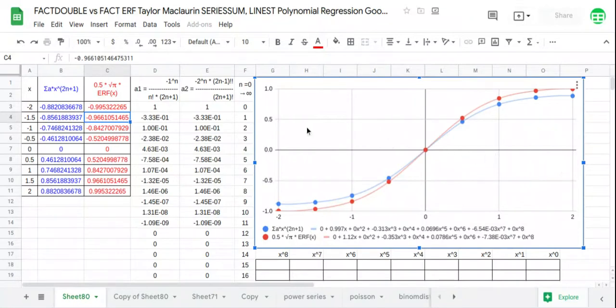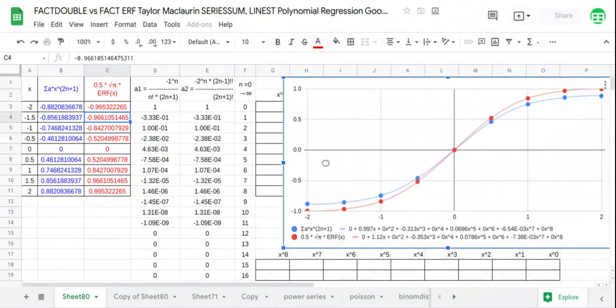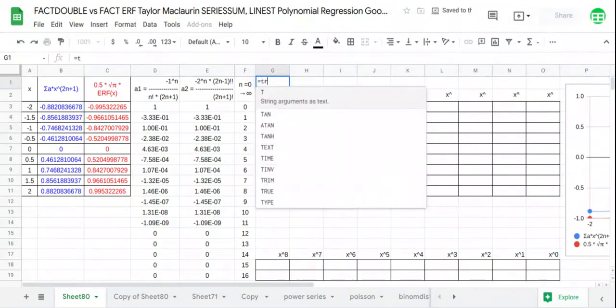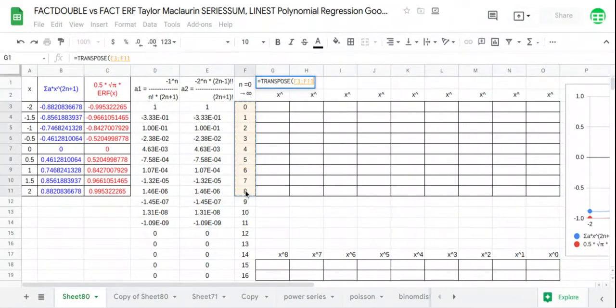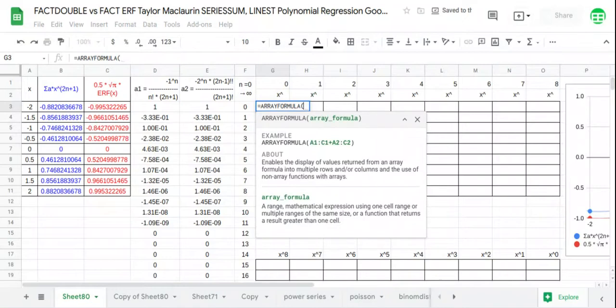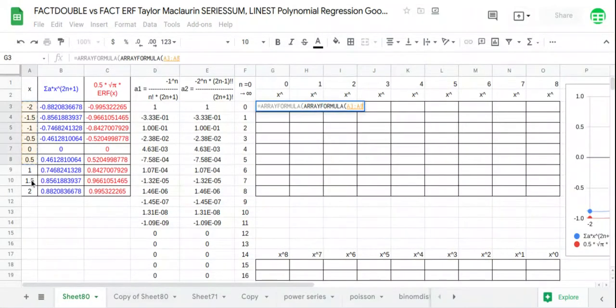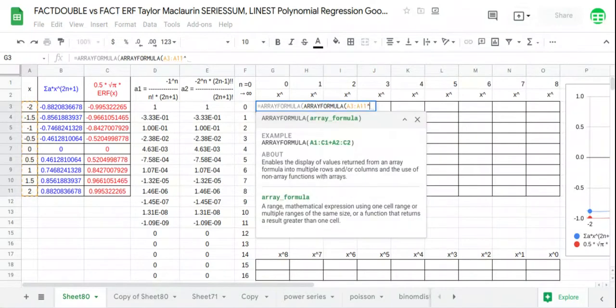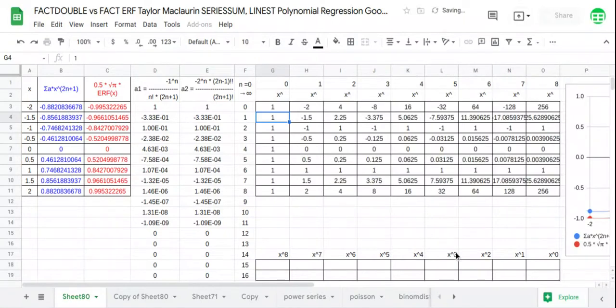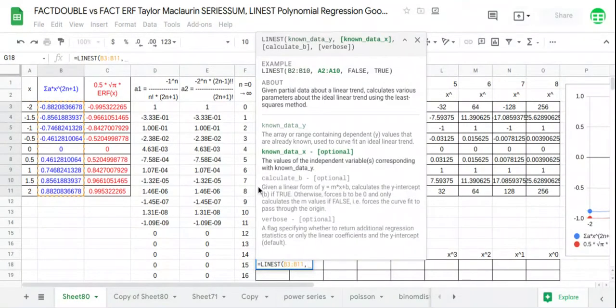We continue with calculating this polynomial regression coefficient using LINEST. To do that, we complete the LINEST matrix, starting with the power transpose 0 to 8, and the elements of the matrix, array formula, of the x values raised to the power 0 to 8. Now we can use LINEST: that y and that x.